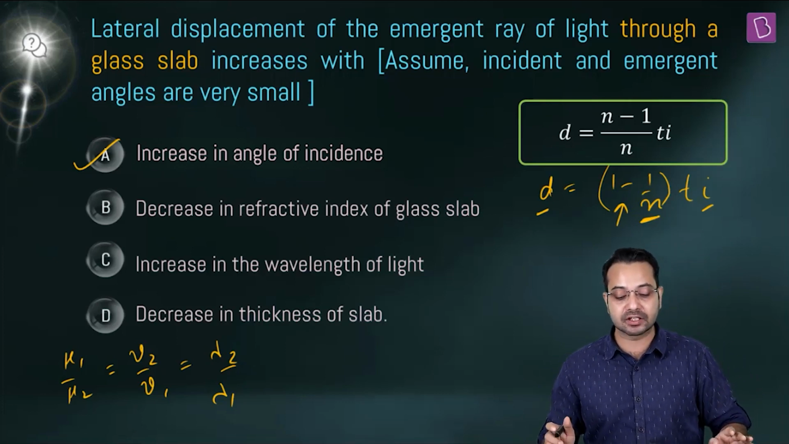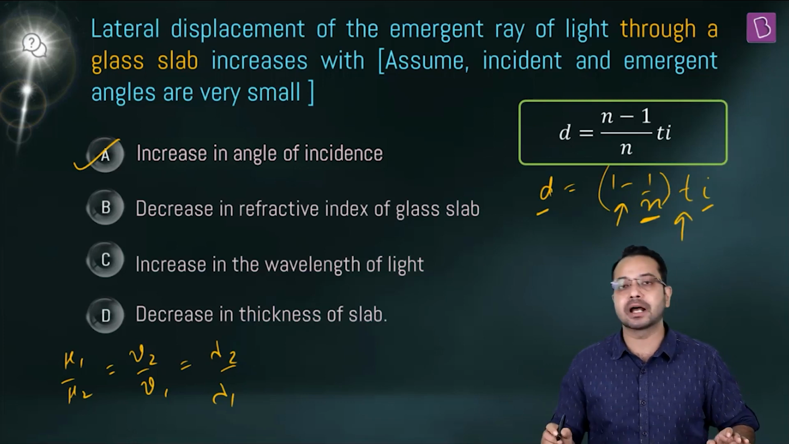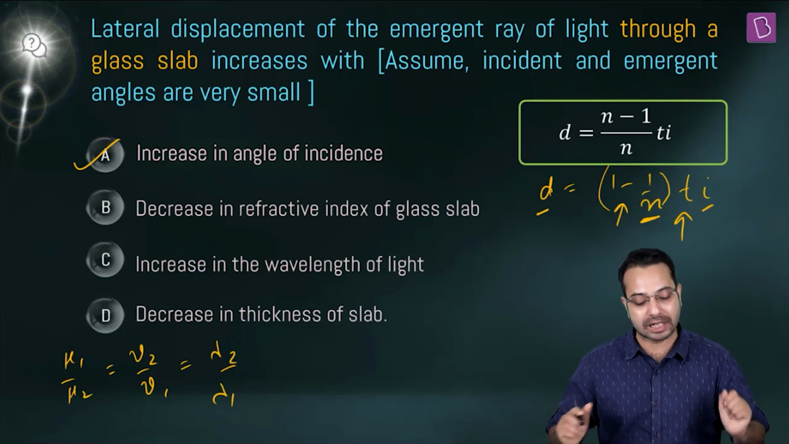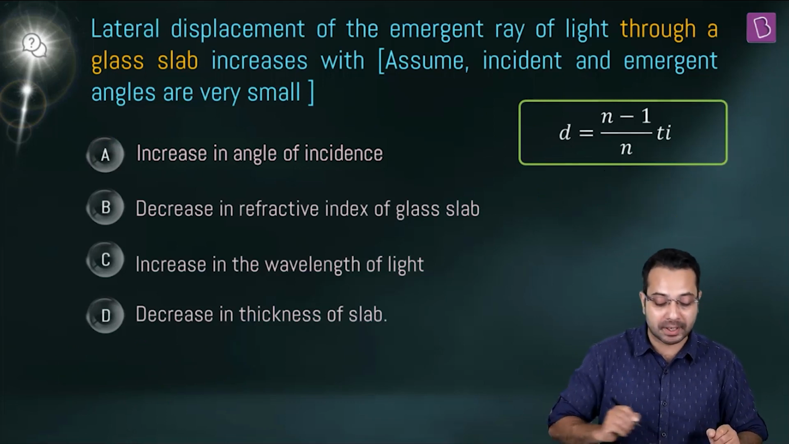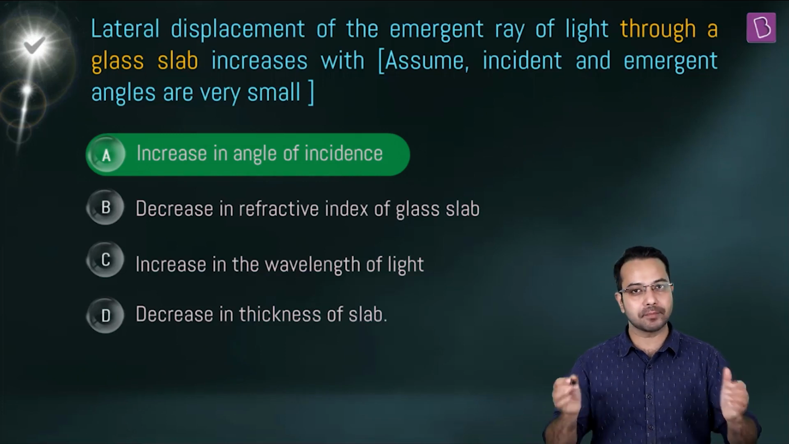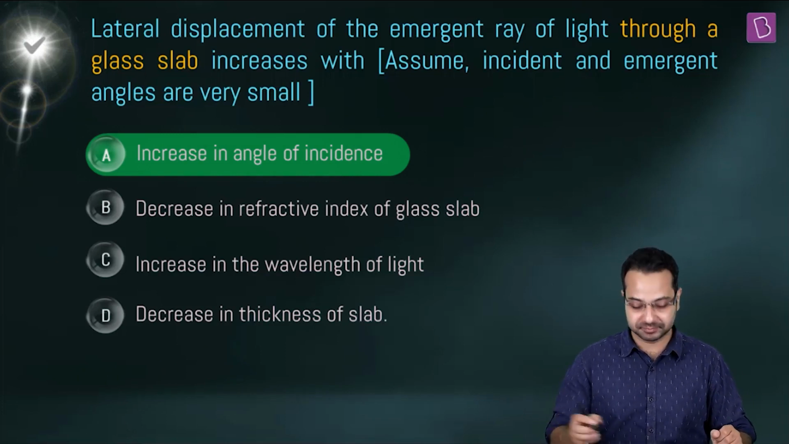Last is decrease in thickness of the slab. So if thickness of the slab decreases, then the D is going to decrease, not increase. So that is also not going to be my option. So my correct option obviously is going to be option A. Okay, let's move to the next question.